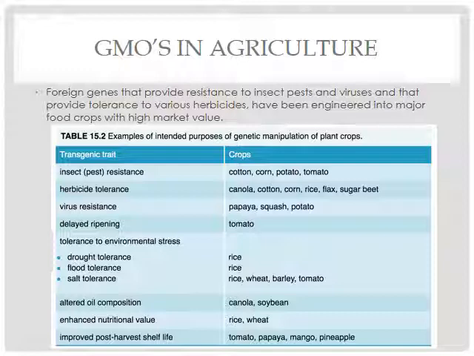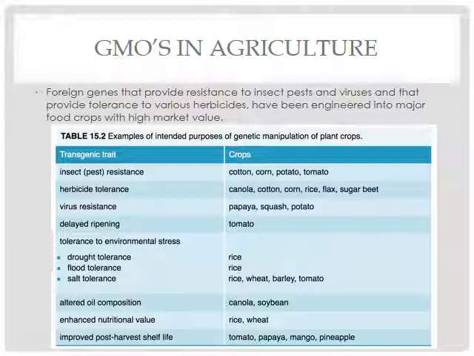So the left-hand column of this table shows us some transgenic traits that have been incorporated into some different crops. So we've taken cotton, corn, potato and tomato crops, and we've genetically engineered them to have a gene that gives them pest resistance to a particular pest. We've taken canola, cotton, corn, rice, flax, sugar beet, and we've manipulated its genome to give it a tolerance to a particular herbicide.